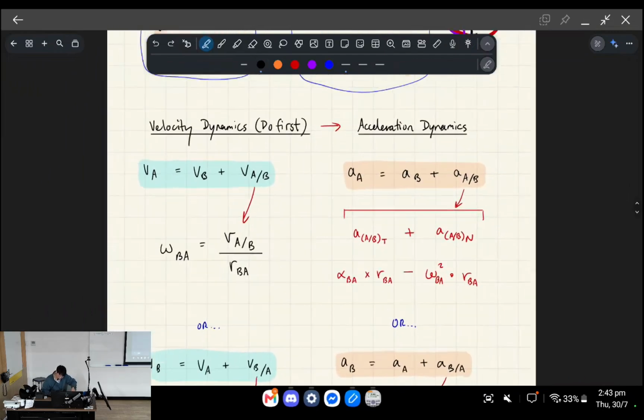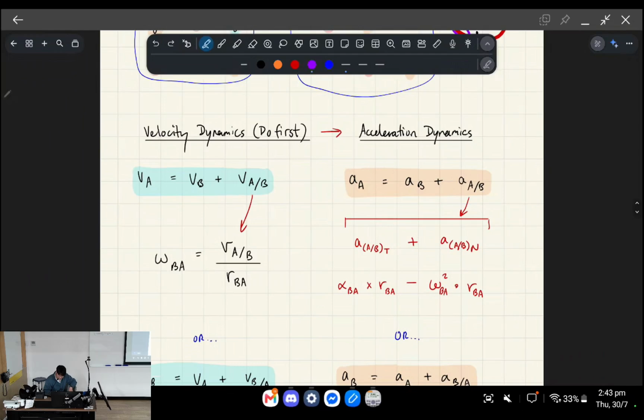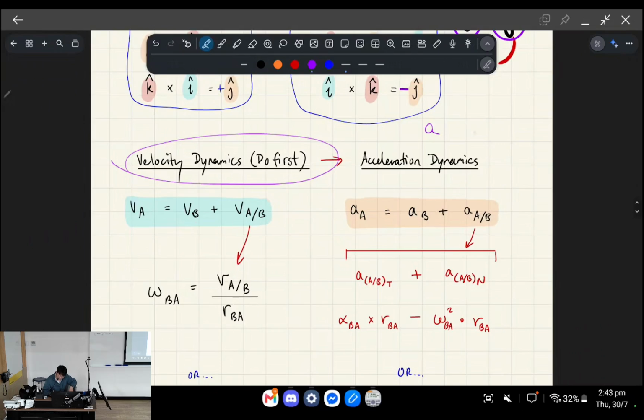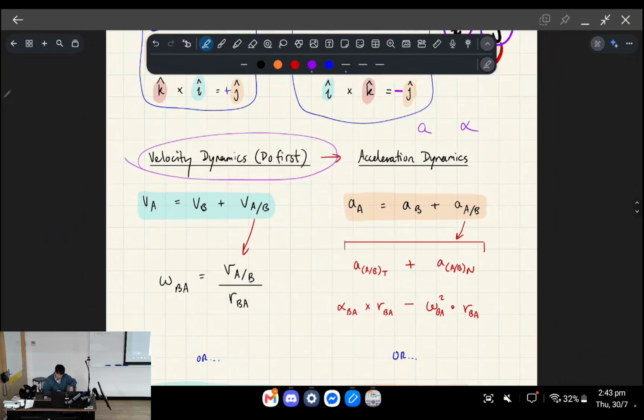Okay, so when you do acceleration dynamics, you need to do the velocity dynamics first. You need to already have solved for things like linear velocity and angular velocity. That needs to be done in order to work out things like your linear acceleration and your rotational or angular acceleration. So you need to do these before you do these.